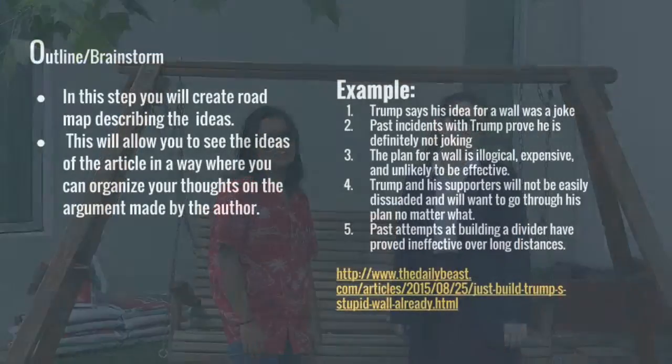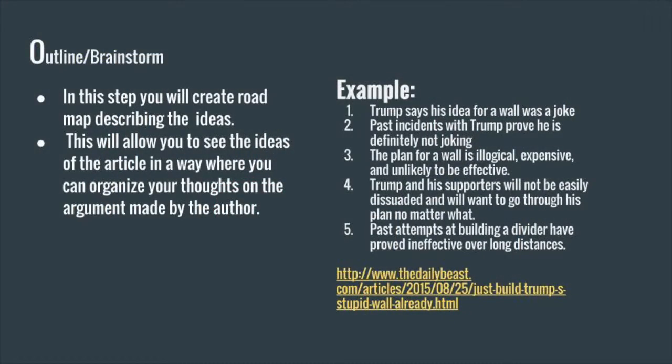Okay, now we are going to go a little bit in depth on the O portion, outlining and brainstorming. In this step, you will create a roadmap describing your ideas, basically outlining your paper in a way where you can organize your thoughts on the argument made by the author himself. We found an example article of this. It is called Just Build Trump's Stupid Wall Already.